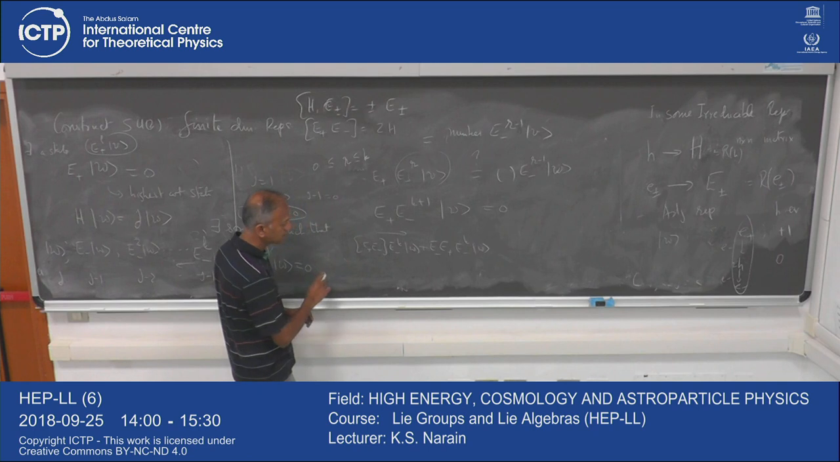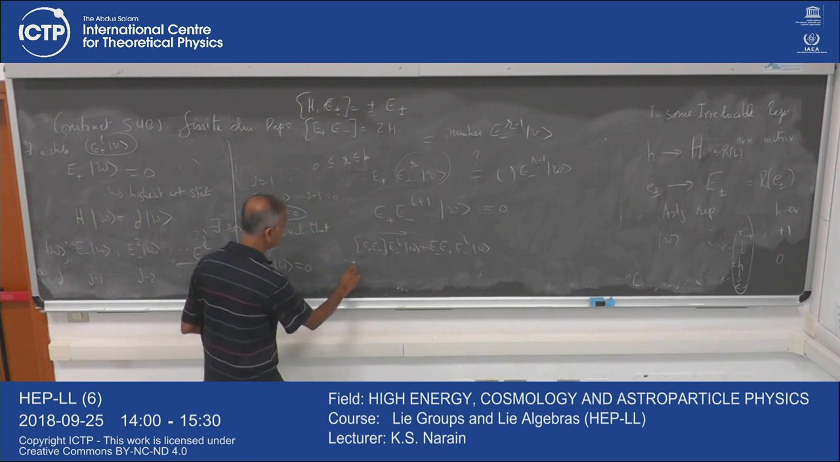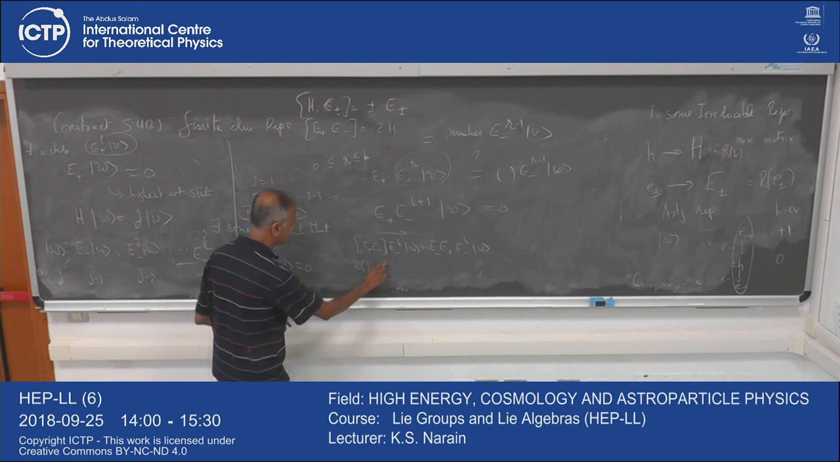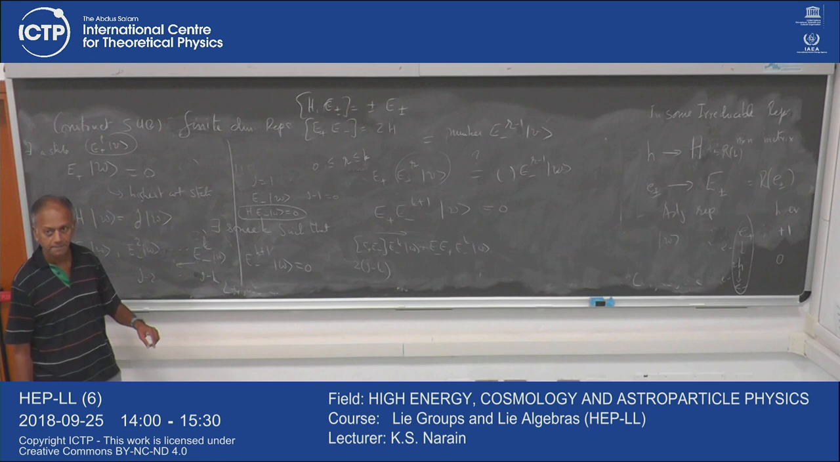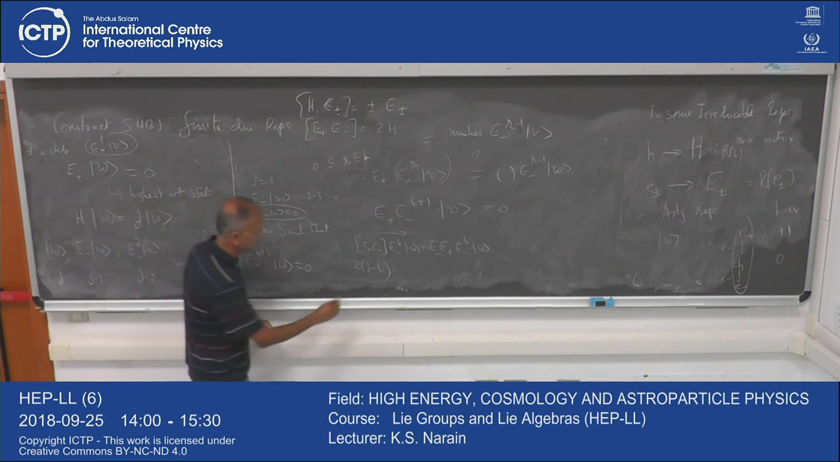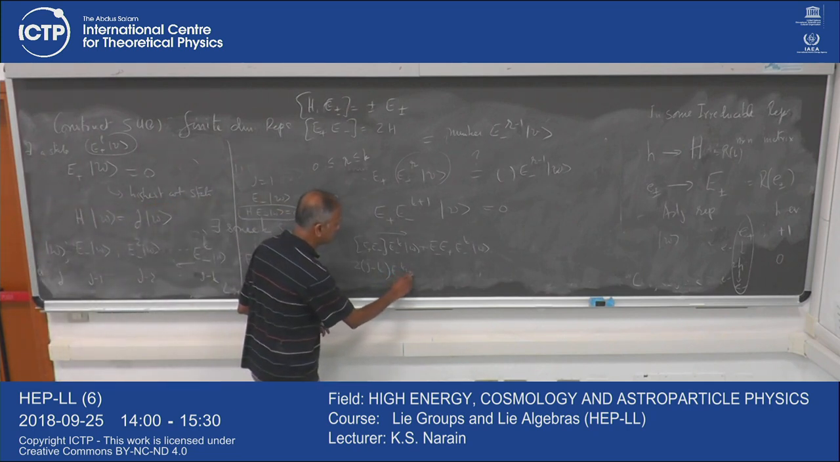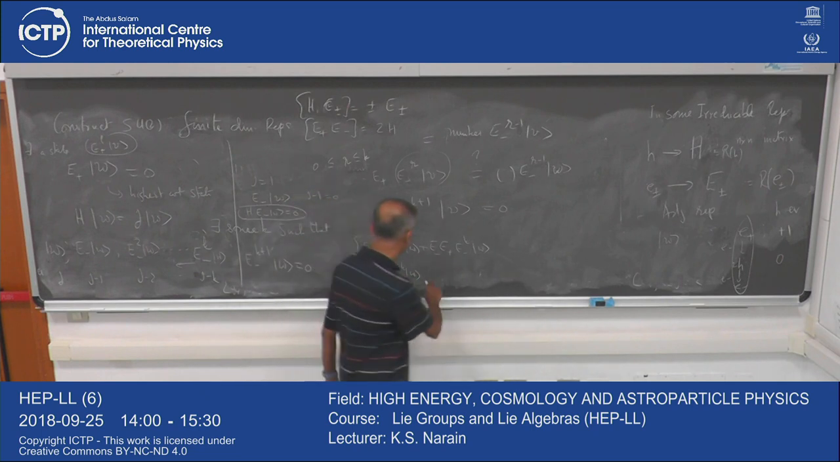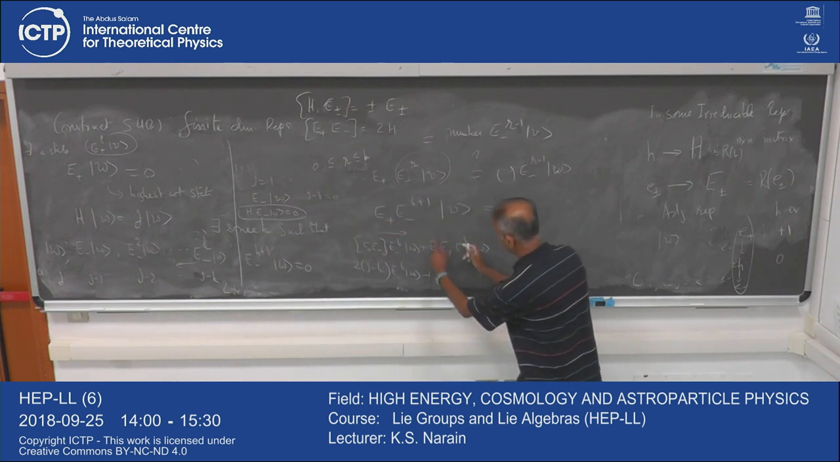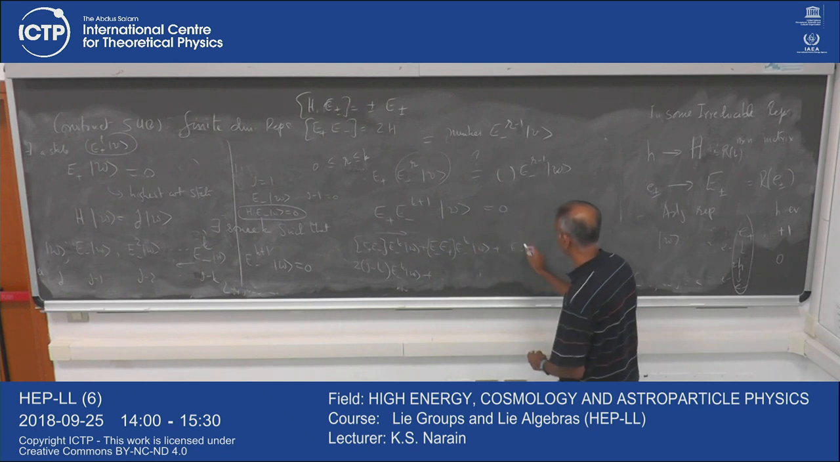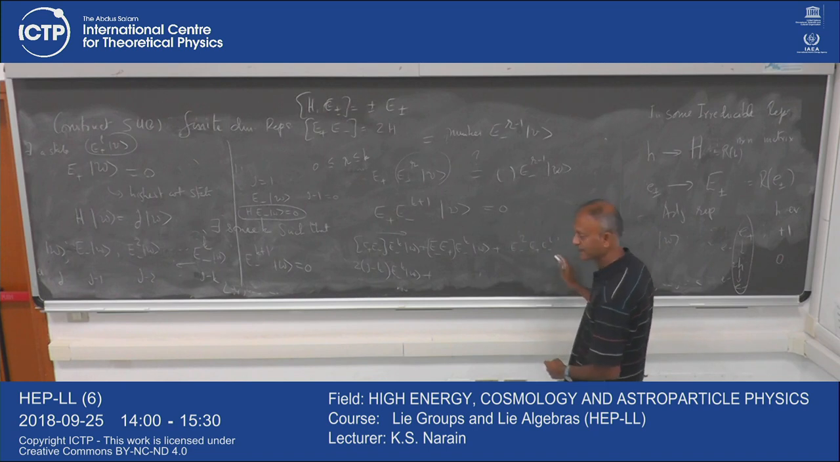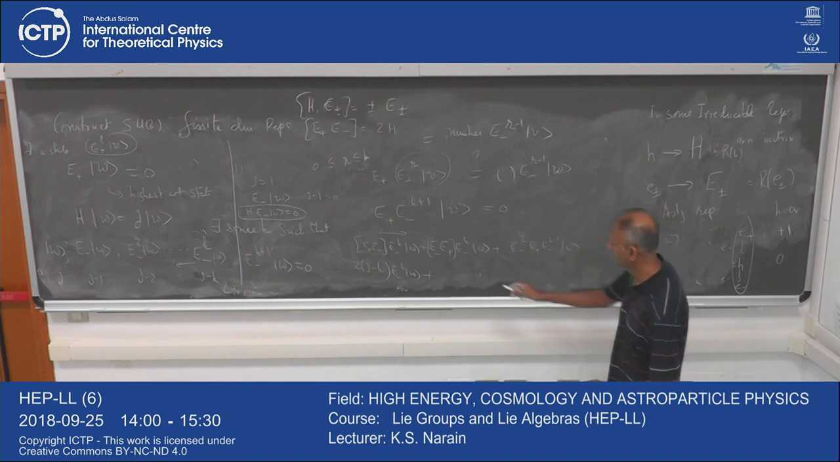Now this is 2H. So 2H means 2 times J minus K. Right? 2H acting on that. H eigenvalues here, J minus K, times E minus to the K, W. And the next time, again I do the same thing. I write this as a commutator. And then what will be left over is E minus square, E plus E minus to the K minus 1, W.